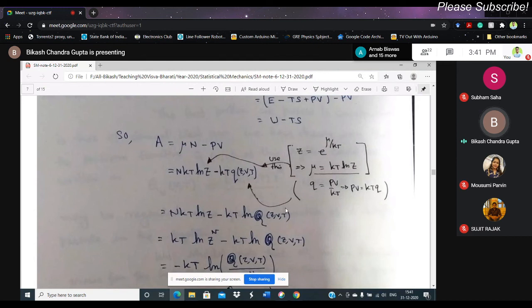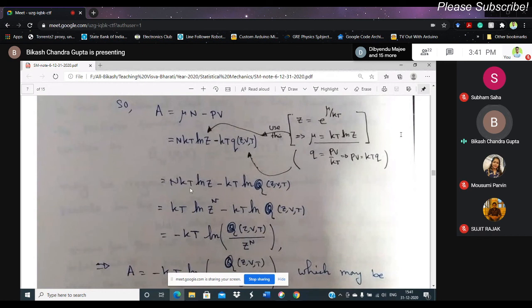mu, we already expressed the fugacity, right? Z equals e to the mu by kT, and therefore mu is kT ln z, and that we have put here. And then q is PV by kT, and therefore we have expressed this here. PV we have expressed in terms of this, and then probably we came to this, which is kT ln z to the power n minus kT ln this one. This is the grand partition function, right? q is basically ln of the grand partition function.